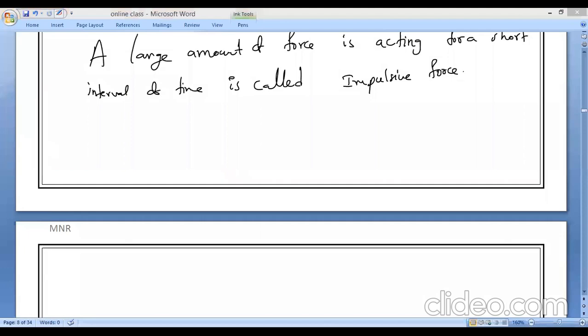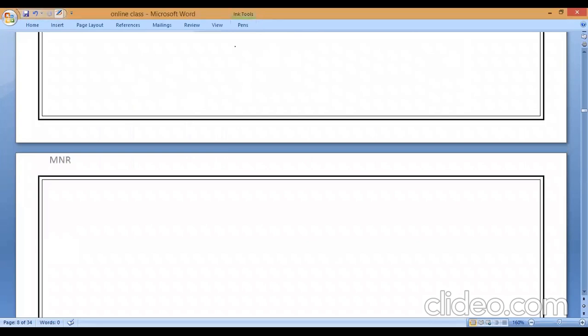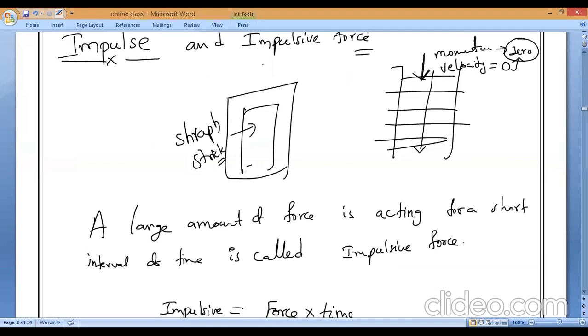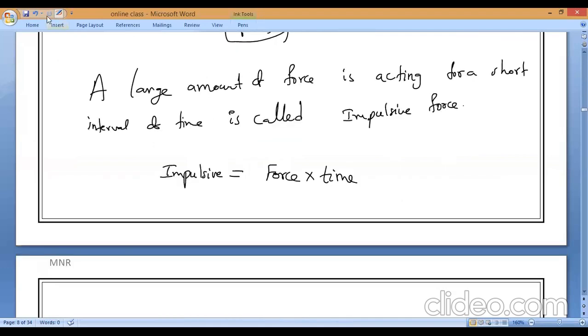Now, the product of this force and the time during which the force is acting, that is what we call impulse. Understand? So if you multiply this applied force with that short time interval, then what do we call it, guys? Impulse, we say. Please note it down.